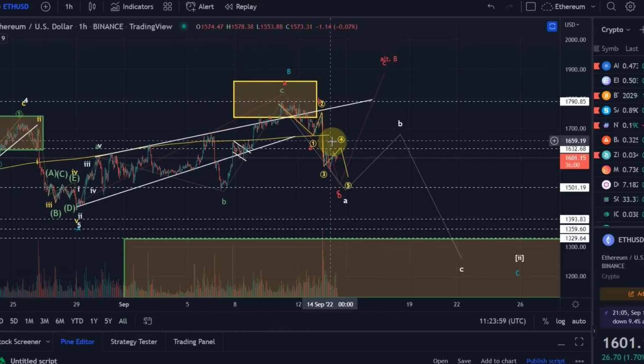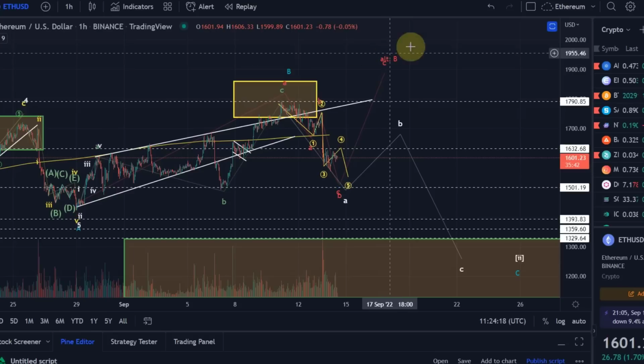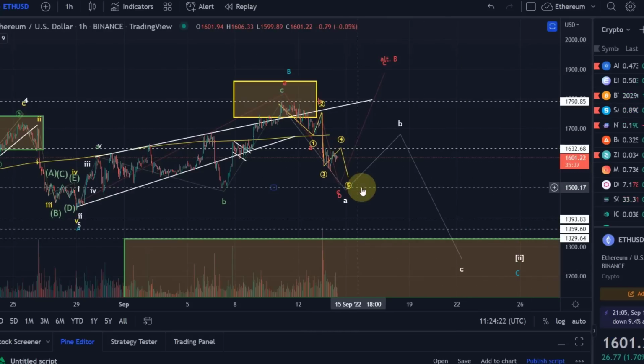Should we go above 1632, then we don't have 5 waves down, then we only have 3 waves down. That would make me switch to the other scenario, in that it is very likely that we will go higher, go above the previous swing high here, and could get into the region around 1900. But after that, we would come down into this region here. Or the other option is that we lose $1,500, and if we lose the $1,500 level, for me it's very likely that we will come down straight away into this area. These are the 3 possibilities.